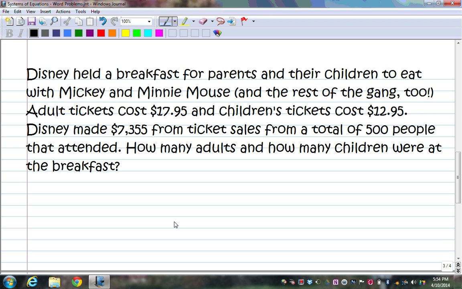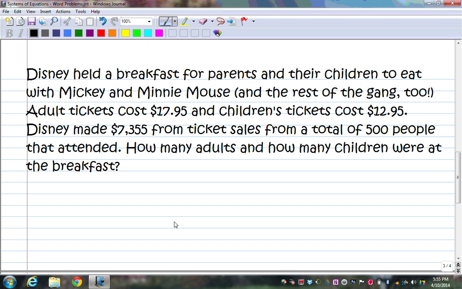Disney held a breakfast for parents and their children to eat with Mickey and Minnie Mouse. Yay! And the rest of the gang, too. Adult tickets cost $17.95, and children's tickets cost $12.95. Disney made $7,355 from ticket sales from a total of 500 people that attended. How many adults and how many children were at the breakfast?